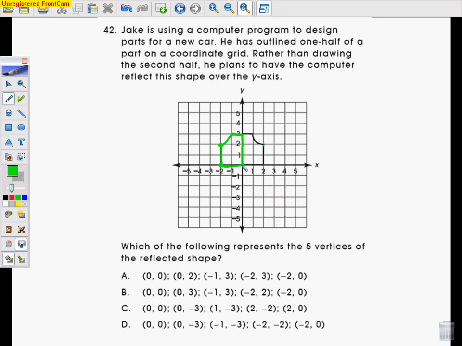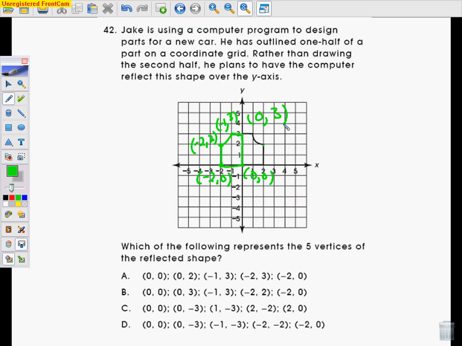So, on our vertices, we have 0, 0. We have negative 2, 0. Remember, your vertices always go x first, y second. Here, we have negative 2, positive 2. We have negative 1, positive 3. And then we have 0, 3. So let's look through and see which one of these match up.